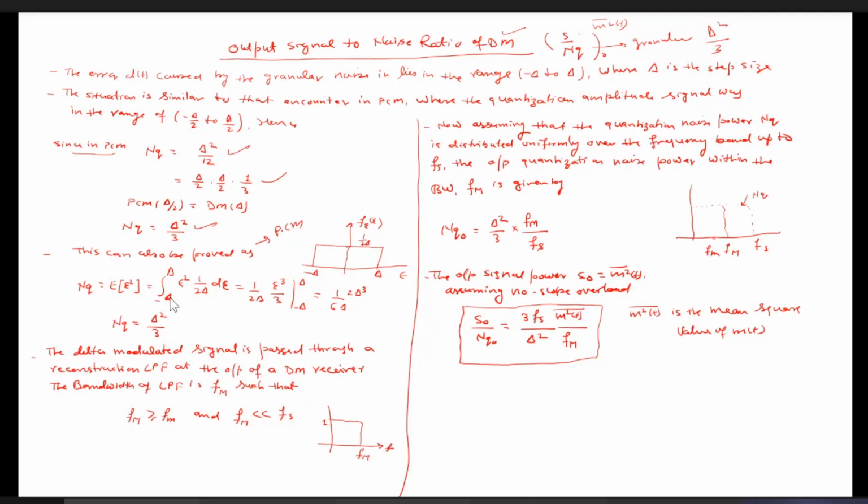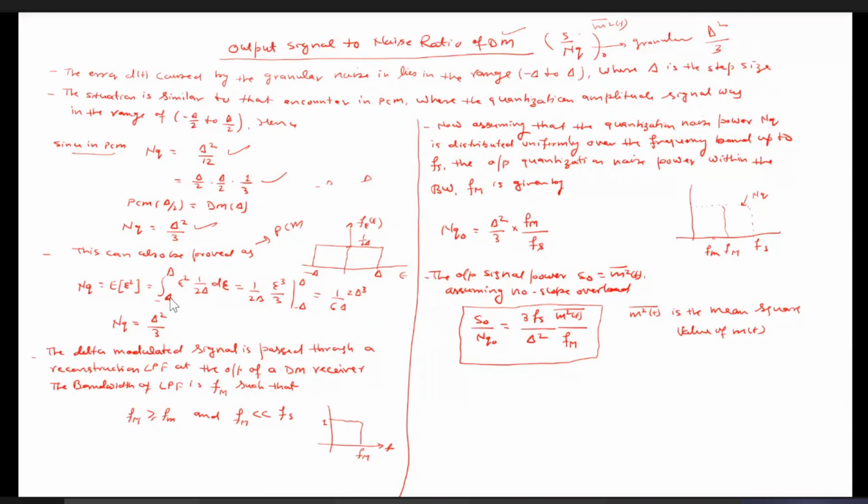Because delta is small, we can assume that the probability density function of the error is uniformly distributed over the interval of minus delta to delta. The maximum amplitude of that will be 1 upon 2 delta. And if we take the mean square value of that error, that is the expected value of epsilon square, then that simply gives us NQ, the noise power.